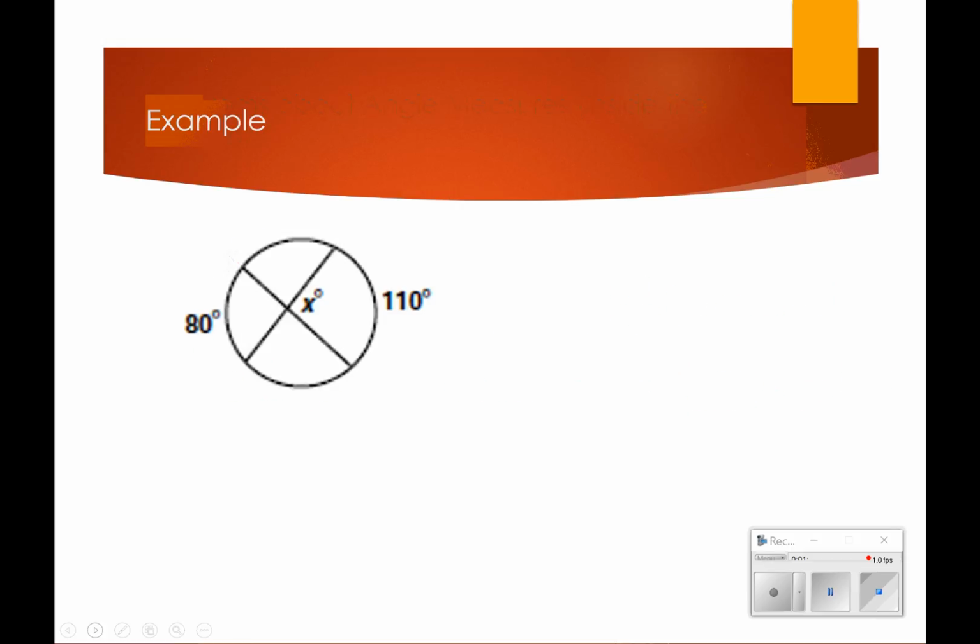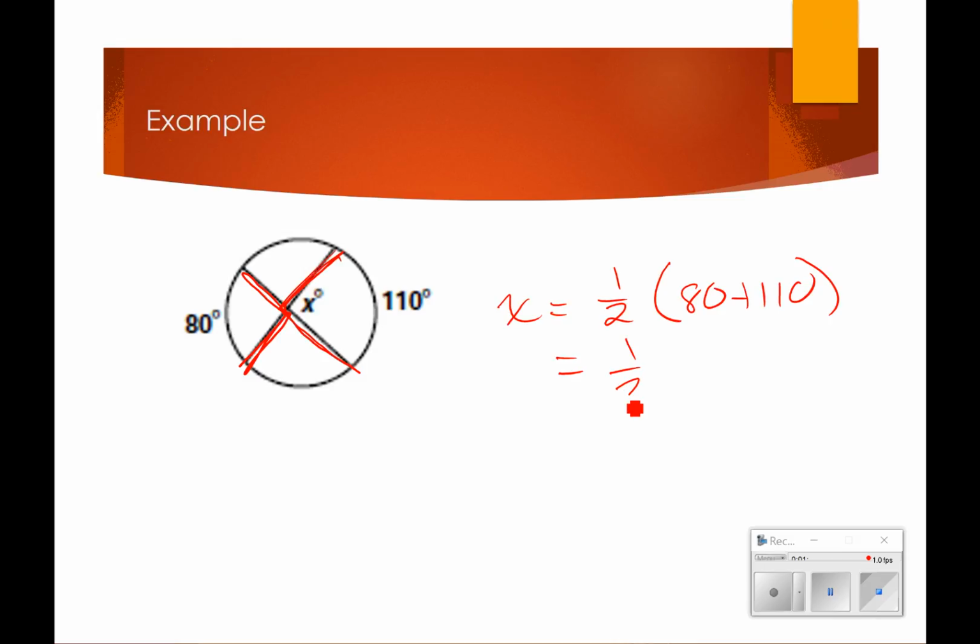In this case, here is x, and the arc that it cuts off is 110 degrees, and then its vertical angle cuts off the 80 degrees. So x is going to be equal to 1/2 times (80 plus 110), or 1/2 times 190, which is 85 degrees.